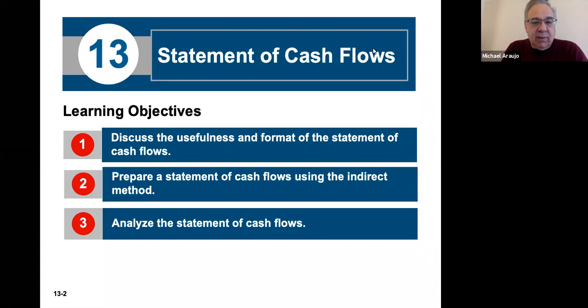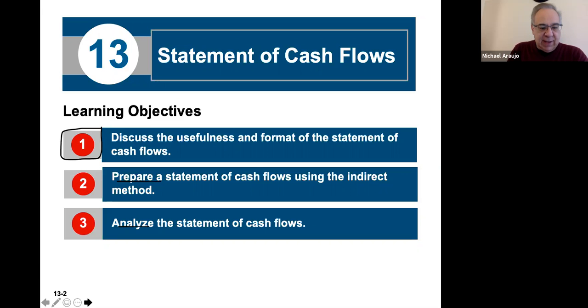Chapter 13 talks about the statement of cash flows. It's a very, very important financial statement. The chapter has a total of three objectives. We're going to focus on objective one today, which gives you an understanding of that statement before we move on to actually preparing and analyzing, which we'll do next class.